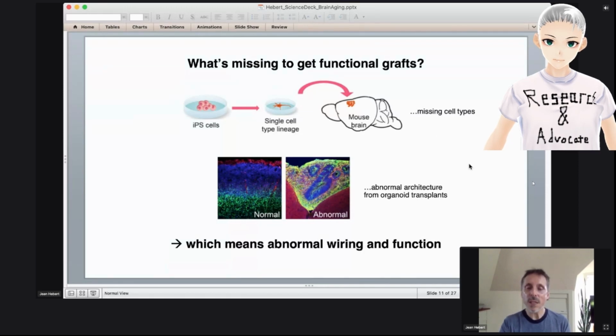Another thing is the organization of the cells is very abnormal. If you look at one of these acclaimed successes of transplanting organoids into the brain, you can see that the tissue is very different from normal tissue, where you have this very nice layered structure. That is not recapitulated. Maybe in micro locations it is, but that's not good enough to get normal function, because the normal lamination is important to get normal wiring within the graft. So that's two things that are missing.